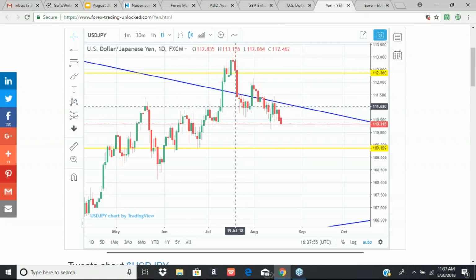And then the same thing has become support. So this 111 area also comes in right around where the sloping resistance line is. So that's a key area. So anything above that, especially sustained and on a closing basis, would be indicative of a market that is becoming neutral to bullish, in which case you would want to be long those binary options.